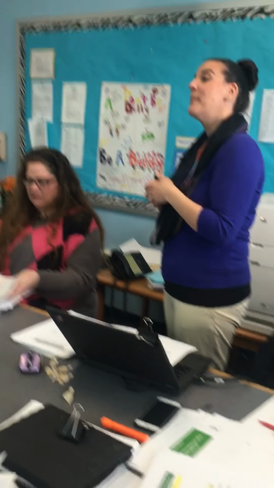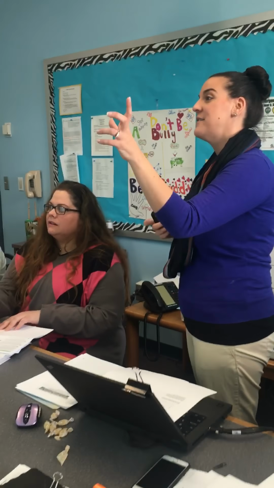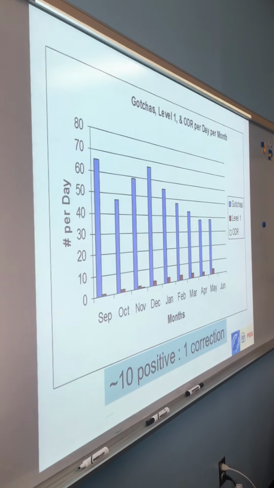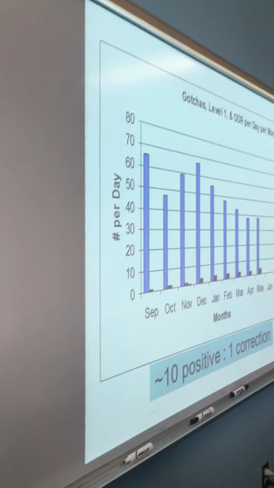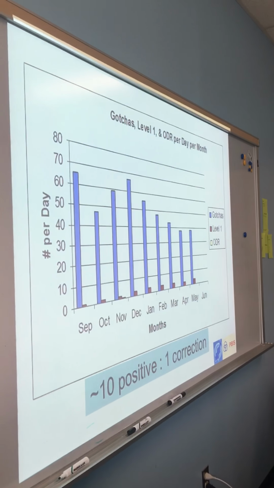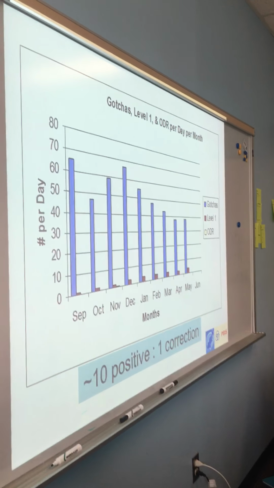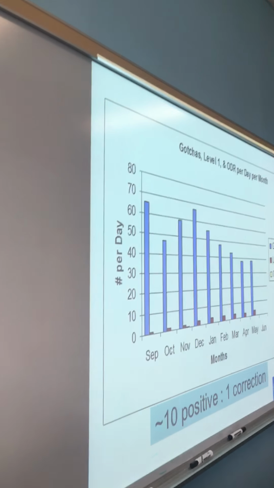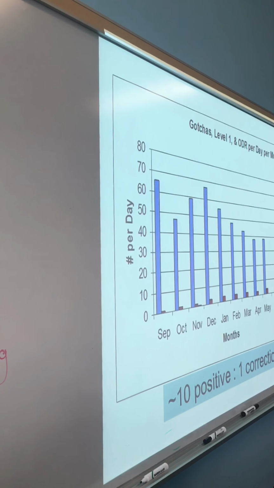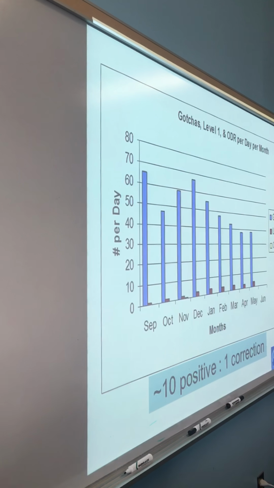Oh, this is showing the data, 10 to 1. This was positive acknowledgements versus ODRs. So this was somebody sharing their data of positive acknowledgements with their ODR data. This is something that you could share with staff: look at how many gotchas, so those are their positive acknowledgements, versus level 1 offenses, and they had no ODRs, which, wouldn't that be nice?